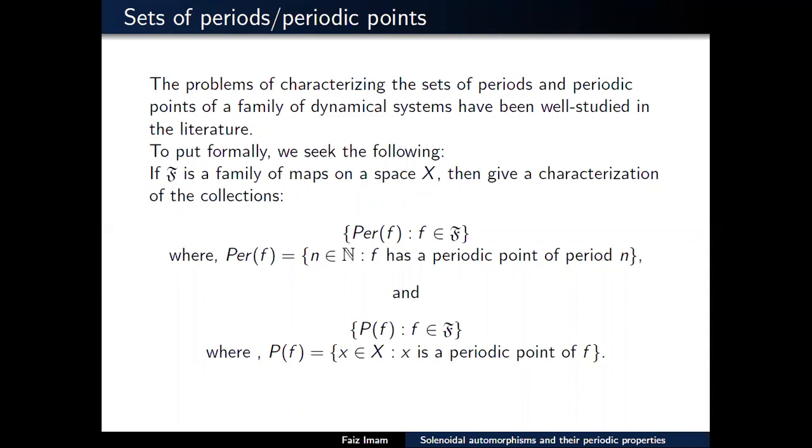So in one set, we are characterizing all the points of the space which are periodic points. And in the other set, the set of periods, we are characterizing all the n for which we get a periodic point of period n for a specific function F. So the work on periodicity runs on these two sets for different spaces and for different maps. So moving ahead.